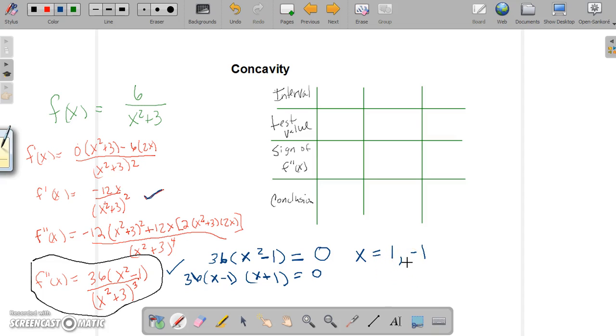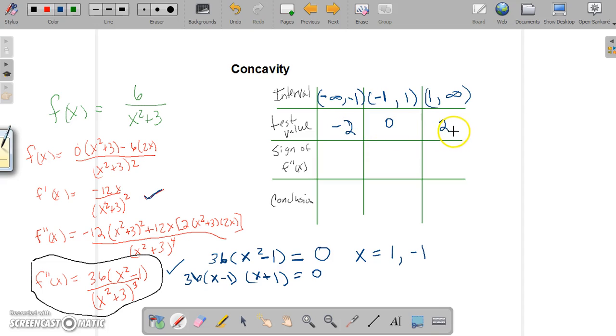Also, I need to look at the denominator and make sure that the denominator cannot be 0, because that's where the second derivative would be undefined, which would also be a point of inflection. But because we're squaring, no matter what x is, the denominator is always going to be positive. So there are no points of interest down there. So we're pretty much stuck with these intervals. I've taken my points of inflection and put them up here in my intervals. I'm going from negative infinity to negative 1, from negative 1 to 1, and from 1 to infinity.